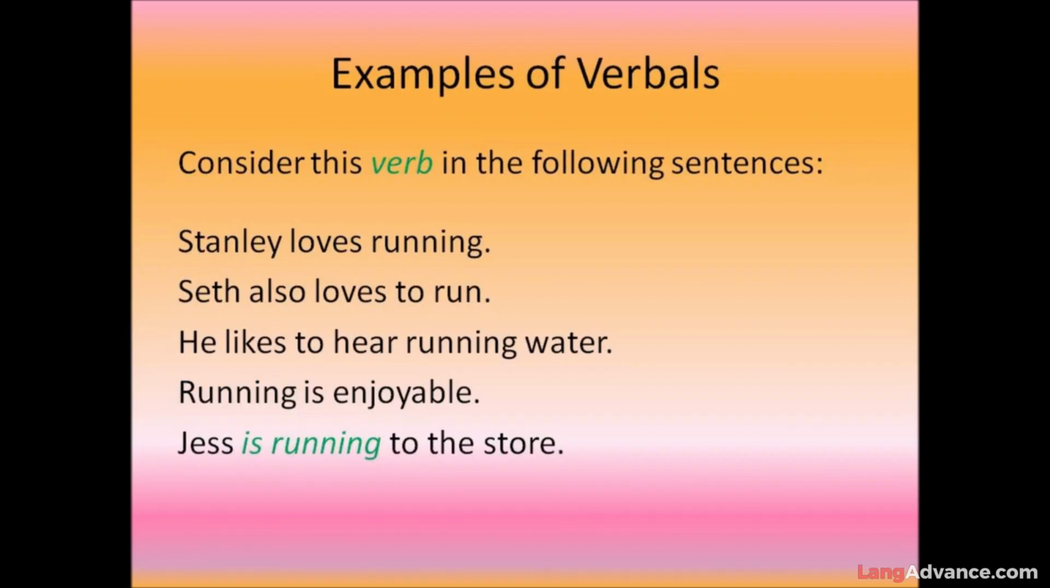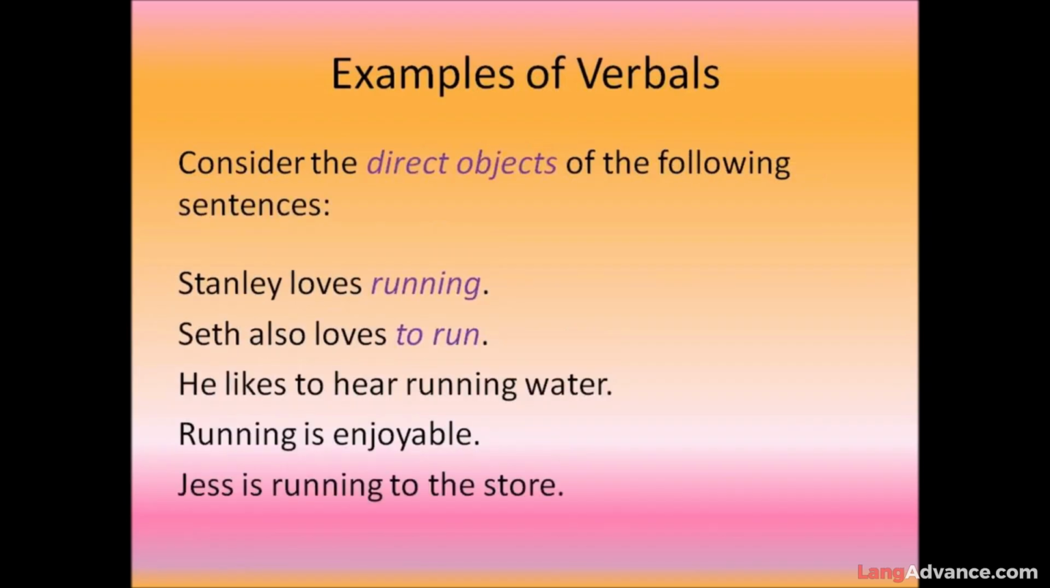Let's look at the verbs. Stanley loves running. Loves is an action verb. Seth also loves to run. Loves is the action verb. He likes to hear running water. Likes is the action verb. Running is enjoyable. Is is the linking verb. Jess is running to the store. Is running is the continuous tense of the verb, is running. It's the way we're used to seeing the ing verb.